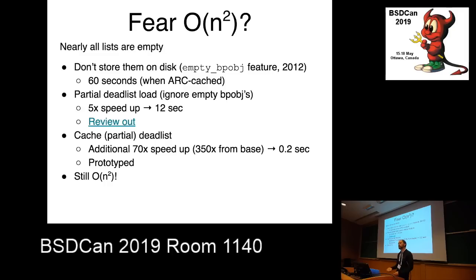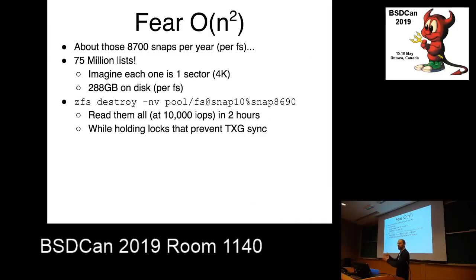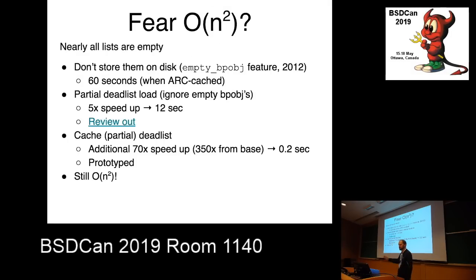The next thing that we want to do, which I prototyped, is caching these partially loaded deadlists. This gives us a huge extra win because most of the time is spent going in. There are still entries for all 75 million sublists, and we have to process them. But computers can do millions of things pretty quickly as long as we're not asking them to do very much for each of those millions of things, which is the case for the partial deadlist.